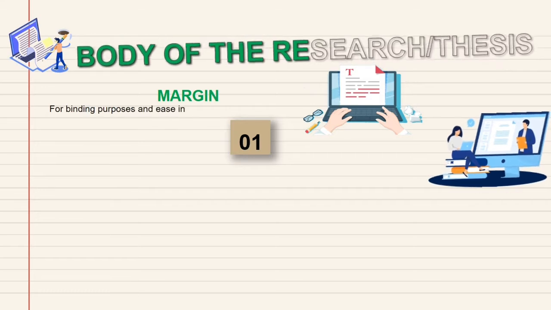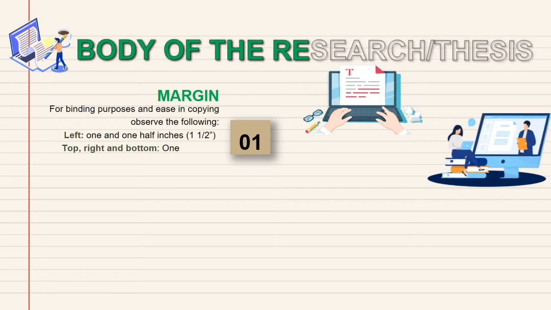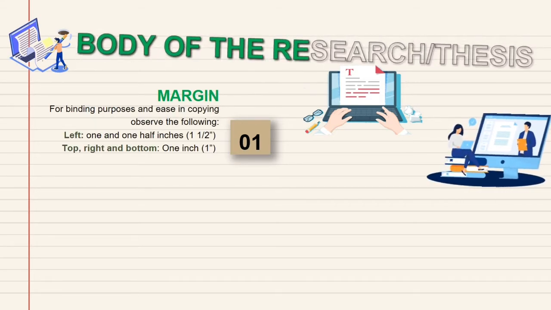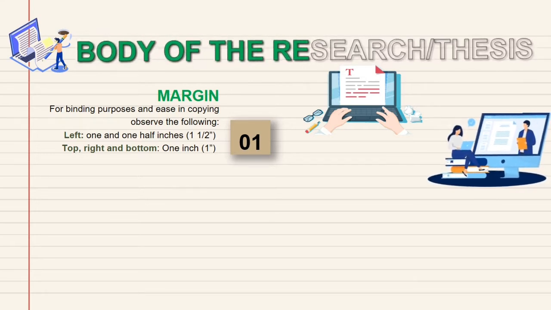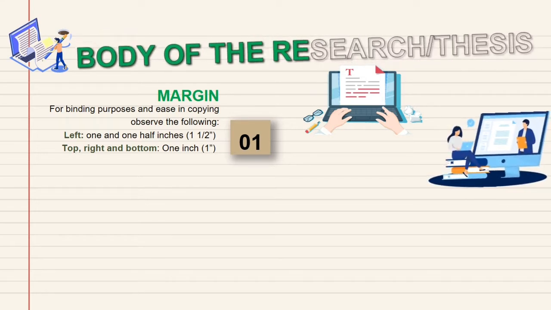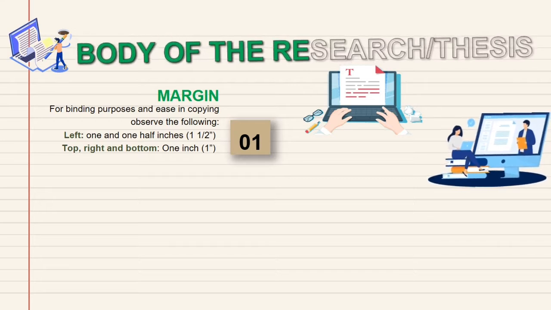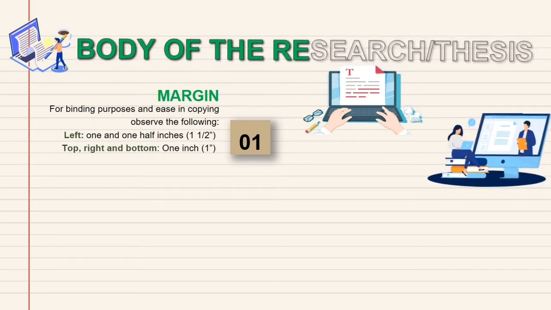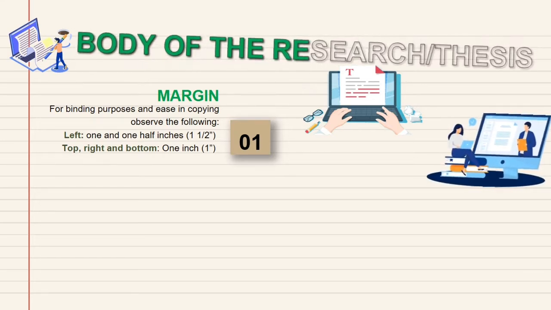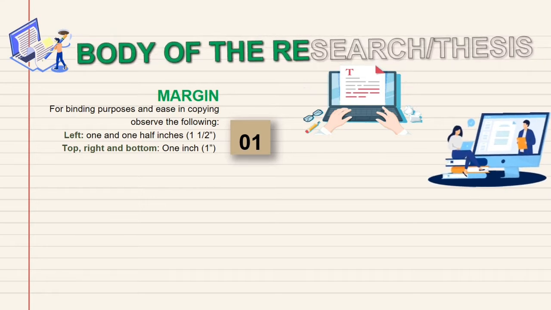Start with the margins. For binding purposes and ease in copying, you have to observe the following. For the left margin, that would be 1 and 1/2 inches, while for the top, right, and bottom margins, that would be 1 inch.